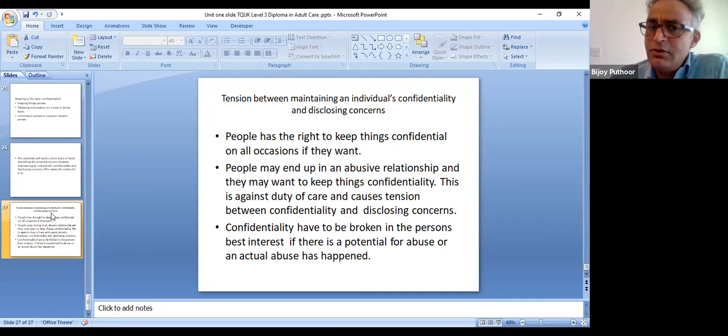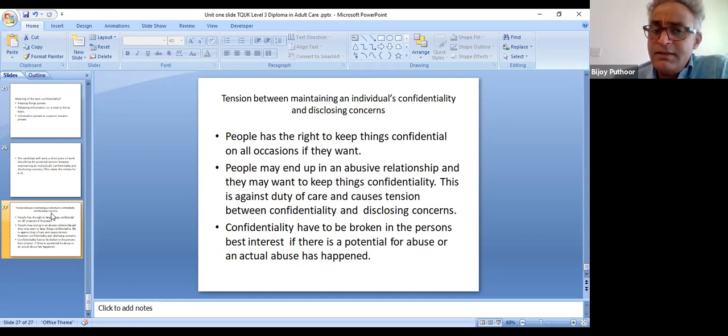So the service user says, do not disclose it, he is hitting me when I'm walking there, or he's doing this to me, or she's doing this to me, and I don't want this to be disclosed. Or the service user may say that one of the staff took 10 pounds which was in my wallet, but I don't want anyone else to know about it. So the individual has the right to say those things, but when there is a potential for abuse, or an actual abuse happening, the confidentiality should be broken, and the information should be reported to the appropriate people. Confidentiality has to be broken in these circumstances in the best interest of the person.